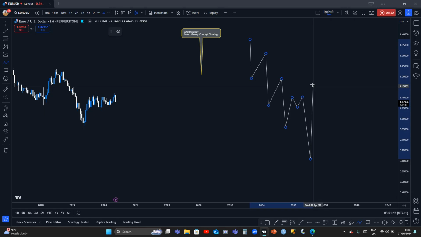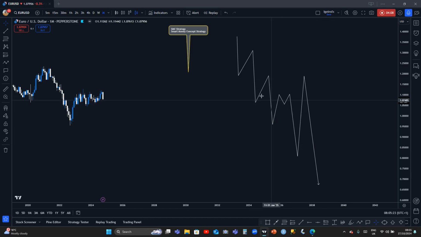Then when it's now coming back to test the origin that caused the break of structure to the downside, once it taps into this level, because this is the order block that caused the break of structure to the downside, then what I do, I will set my trap here, my pending order, then join the movement to the downside. All right, this is simply how I trade.